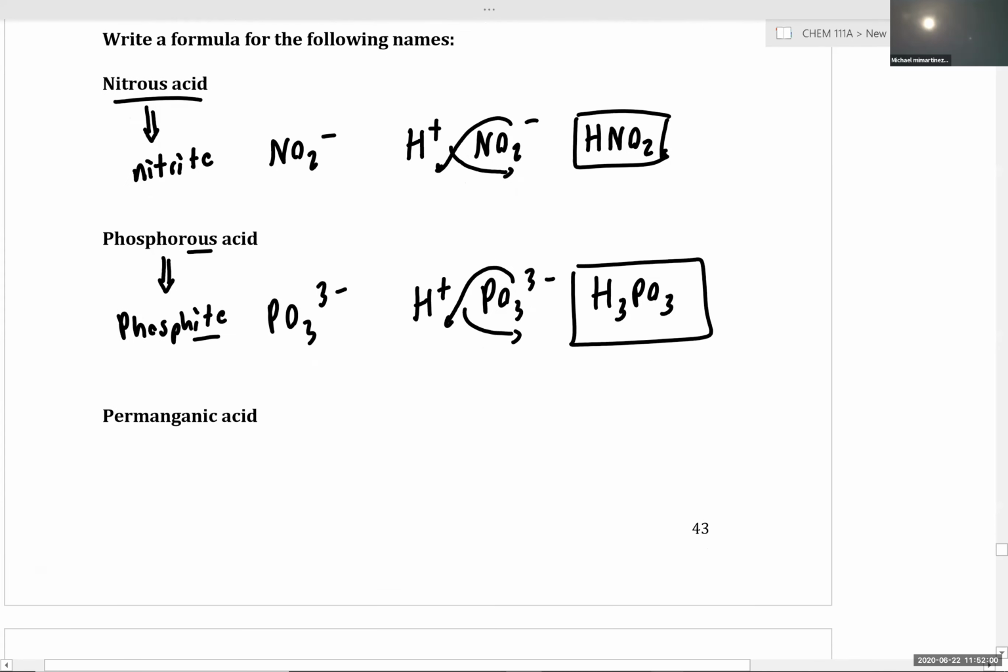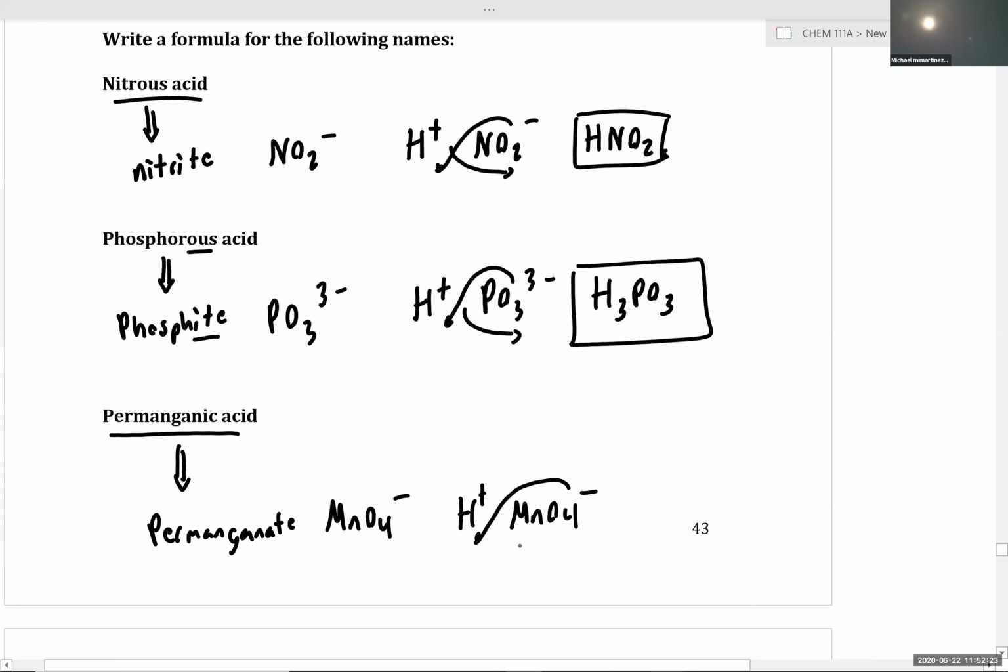Finally, let's look at permanganic acid. The IC ending turns into ATE, and it's derived from permanganate, which is a common oxidizing agent, of the form MnO4 minus. We write the formulas of each of our ions, and then we cross the charges to give us HMnO4.